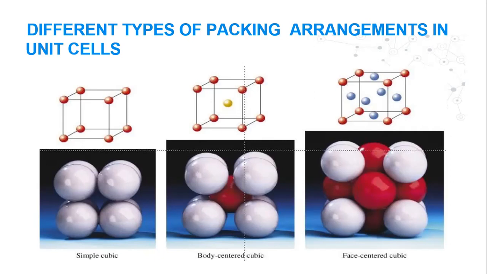The face centered cubic is seen in the picture, which forms 6 atoms on the 6 faces of the cube. You can see them in the red color, the ball-like structures, and these white atoms are the corner atoms, which are formed at the corners of the cube, in the white color.